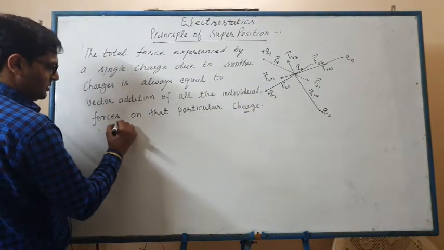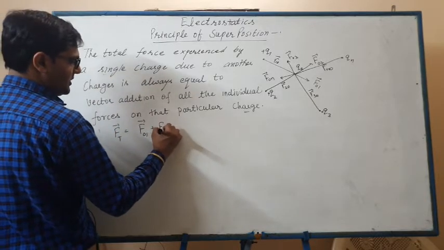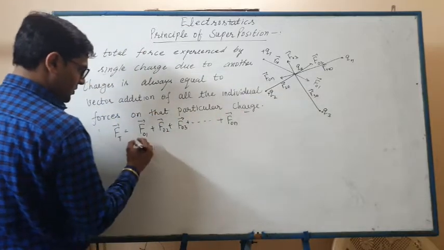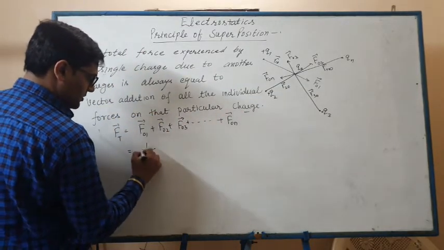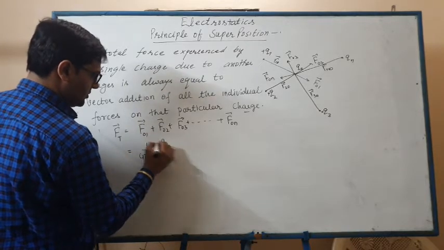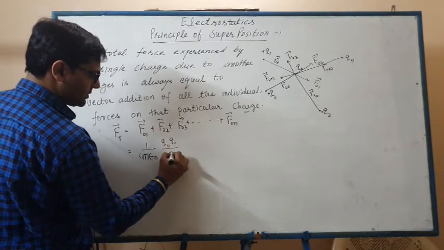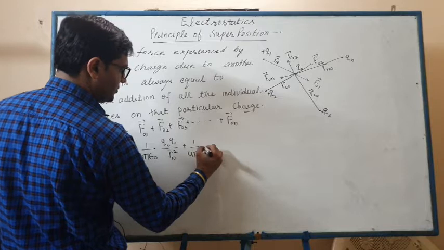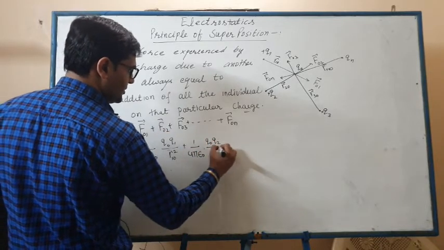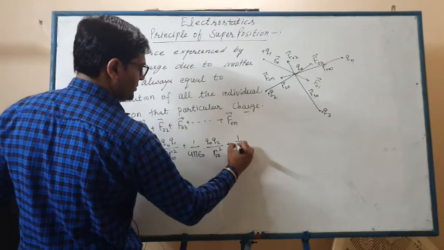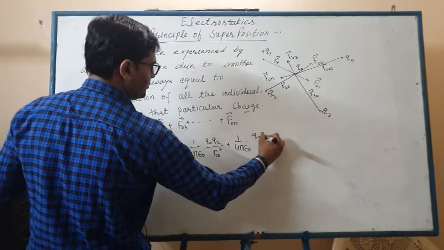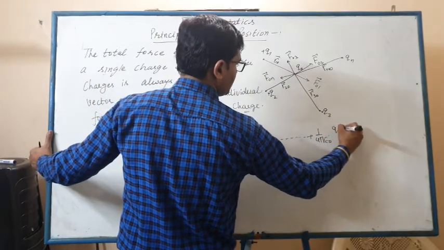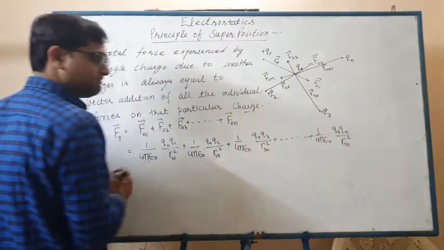So F total is equal to F01 plus F02 plus F03 up to so on, F0n. While putting the values: 1 by 4 pi epsilon naught q0 q1 divided by r10 square, plus for this one 1 by 4 pi epsilon naught we have q0 q2 divided by r20 square, plus 1 by 4 pi epsilon naught q0 q3 upon r30 square, up to 1 by 4 pi epsilon naught q0 qn over rn0 square and so on, right?